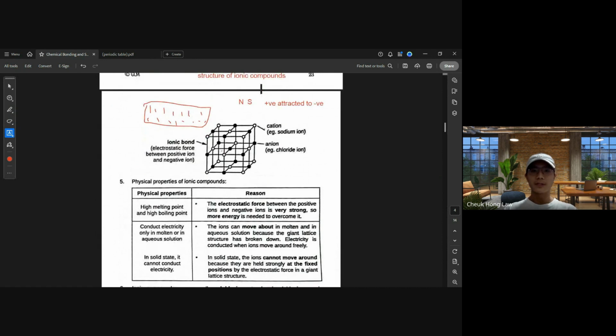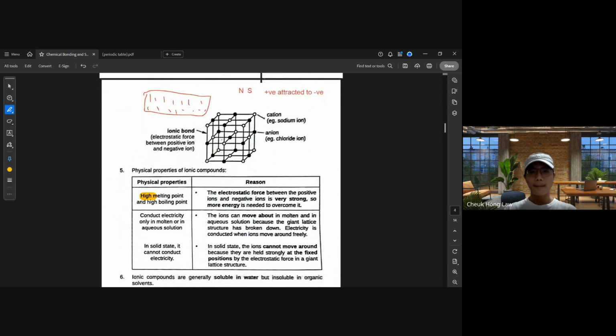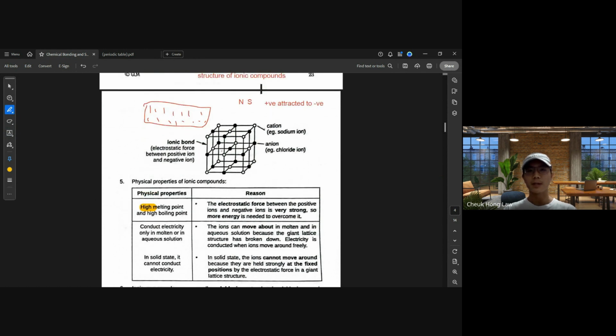Now we move on to the physical properties. So they have high melting and boiling point. Why they have high melting and boiling point is because, remember I talked about the attractive force between the ions? Opposites attract each other, right? So positive and negative, there will be a very strong attraction. So since the electrostatic force between the positive and the negative ion is very strong, you need a lot of energy to overcome it.